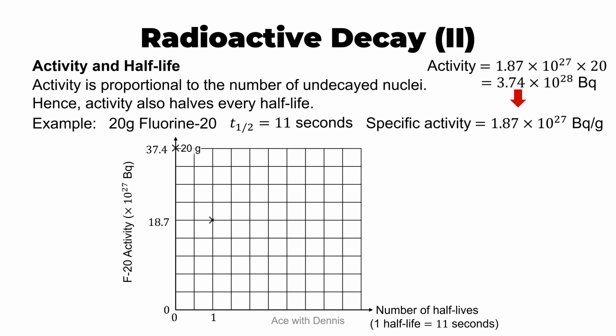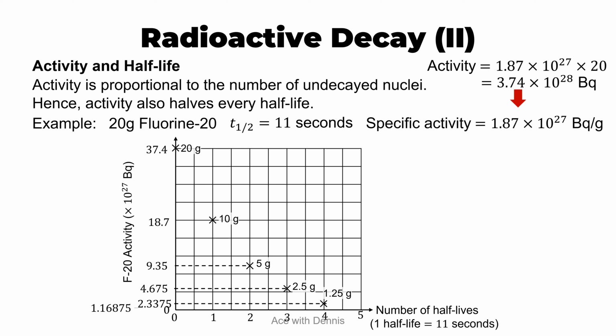After one half-life, the activity will be 18.7 times 10 to the power of 27 Bq, or the mass is 10 grams. Then after two half-lives, the activity remains 9.35 times 10 to the power of 27 Bq, and the mass is 5 grams. The third half-life, divided by 2 again, we get 4.675 times 10 to the power of 27 Bq, and the mass is 2.5 grams. The fourth half-life, we have 2.3375 times 10 to the power of 27 Bq, and the mass is 1.25 grams.